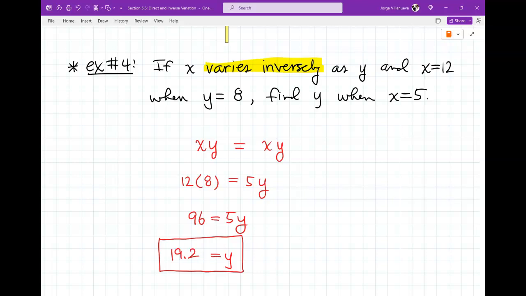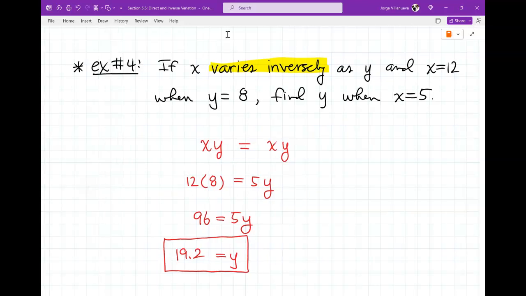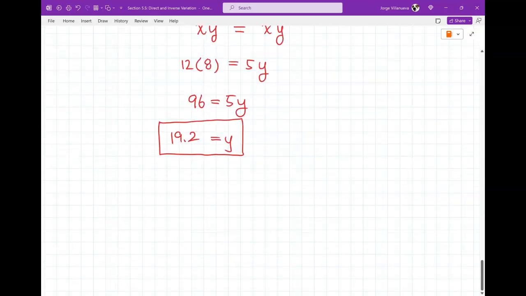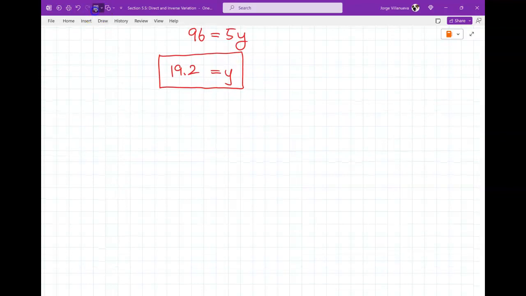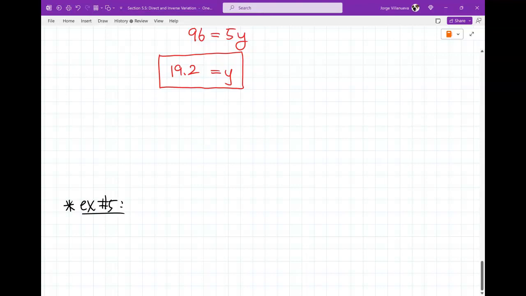Now one more of these, but this one's going to be one of the word problems, and then we're done, and then I'll give you guys a homework, like I said. So let me write this one out for you guys. Example number 5, our last one.